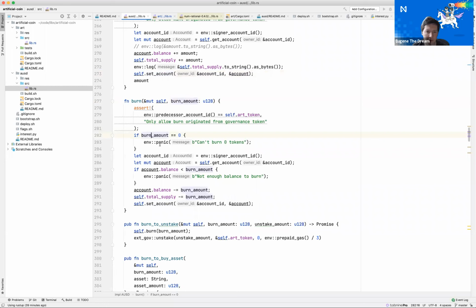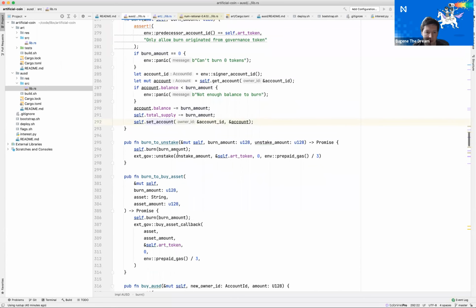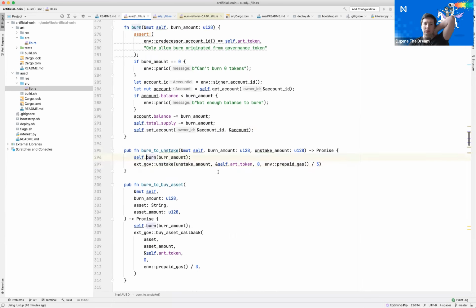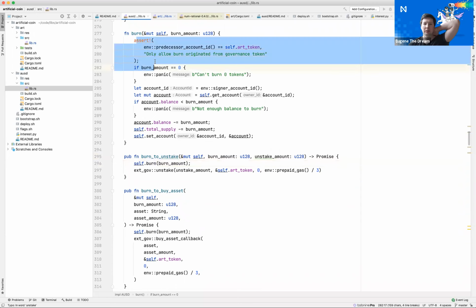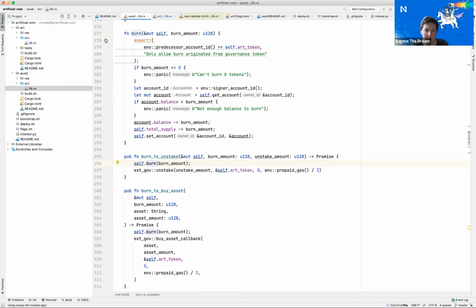Burn is acting similarly. We decrease the supply and save this. Burn to unstake, so we burn to unstake and then call unstake. Well, that's not gonna work because it has to be called by, so predecessor has to be art token. So you need to decouple this piece that verifies the predecessor and that one that calls it.